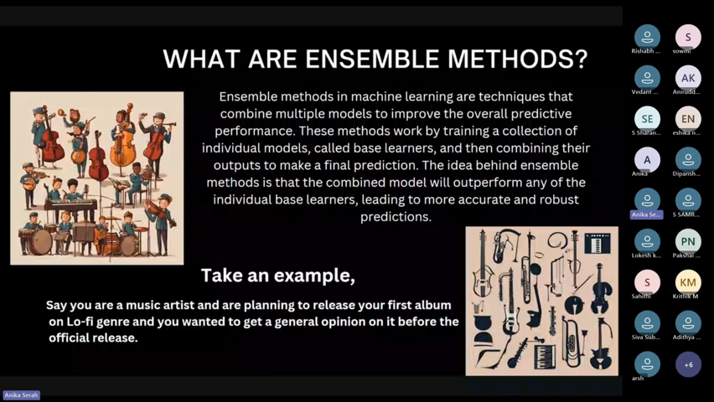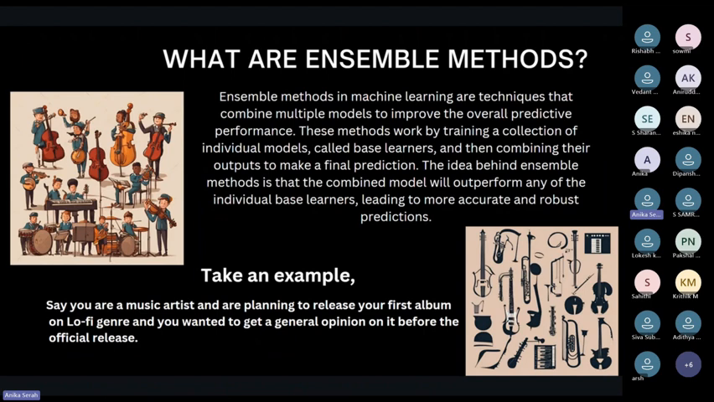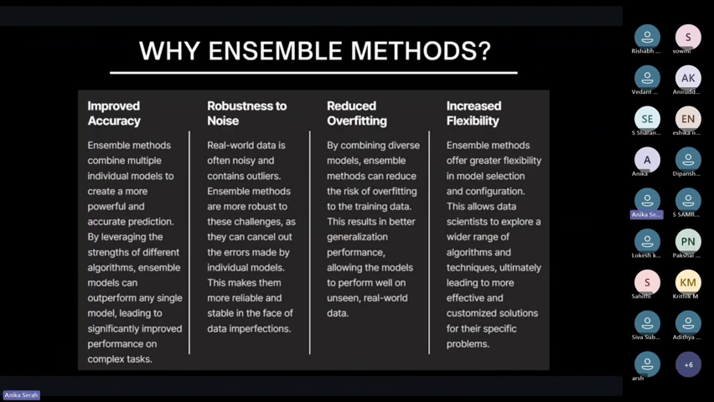So for example, if you are a music artist and you want to release your first album, you'd ask a bunch of different experts in different genres and different instruments, etc. You won't just ask one person. So it's better to use different models with different strengths and combine their overall predictions to get your best generalization. Okay. So why ensemble methods?